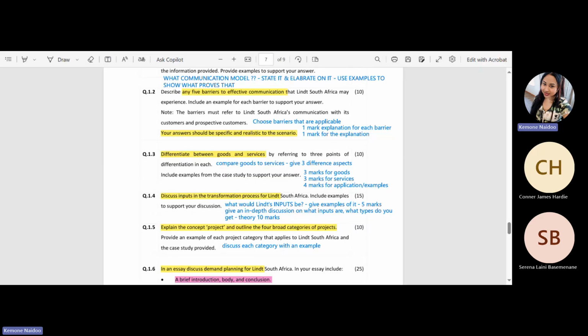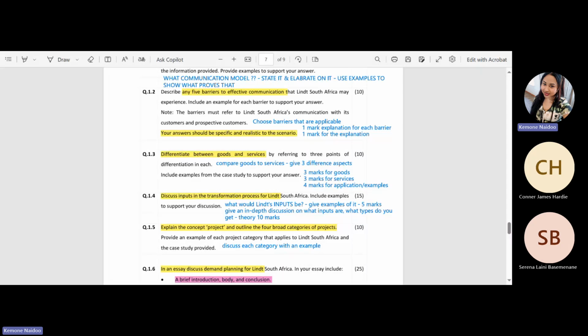So you can pick any 5. Remember, not all of them will be applicable to Lindt. So that's why you wouldn't just go to your textbook and select any 5. It's going to require you to do some deep searching. So you look at your case study, you will look at Lindt as a business, and you will look at which 5 barriers out of all the different barriers that you get is a possible barrier that will hinder communication for Lindt. So once you've picked those 5, you're going to describe them.